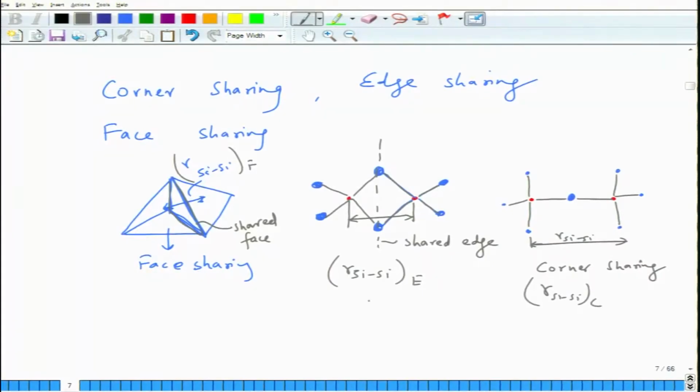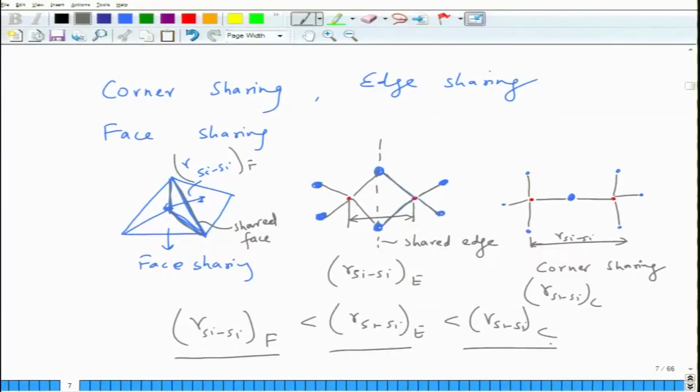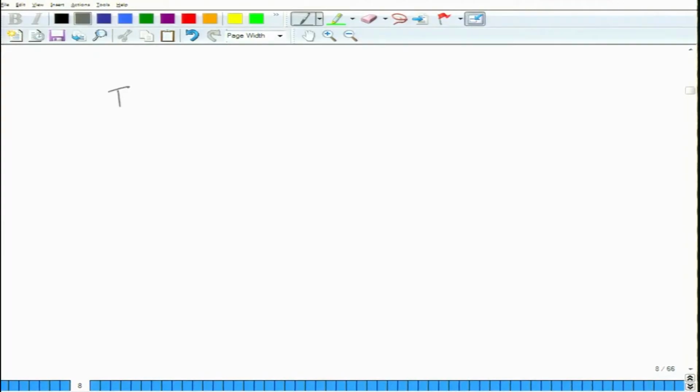So, as you can see, R_SiSi in the case of face sharing is going to be smaller than in the other cases. Now this has repercussions in terms of cationic repulsion. You can see that in the case of face-shared polyhedra, there is going to be stronger cationic repulsion as opposed to the case of corner and edge sharing.